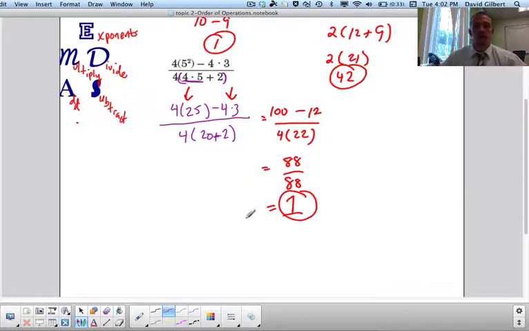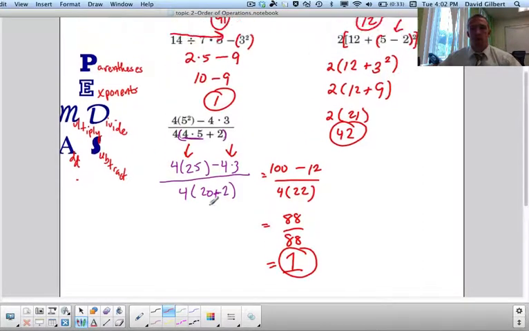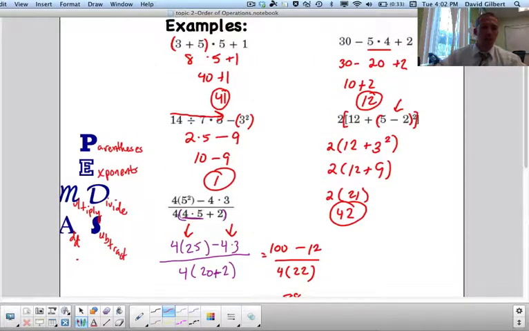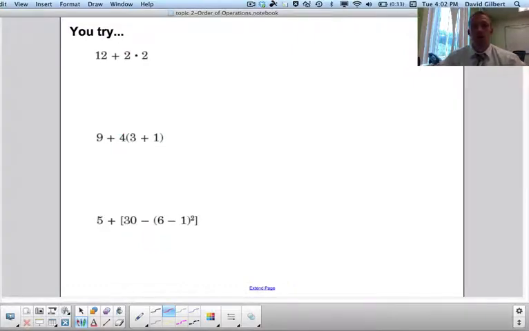Alright, so that's the answer for that. So those are all the order of operations type problems. And the important thing is really to follow these steps. Do parentheses first, then exponents, then multiply and divide, then add or subtract. Alright, here are your U-tries for those.